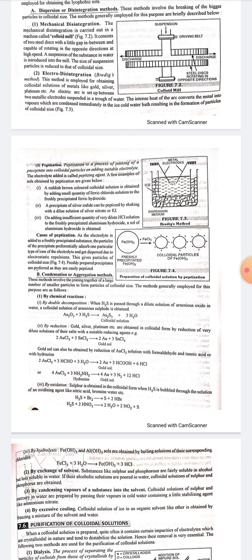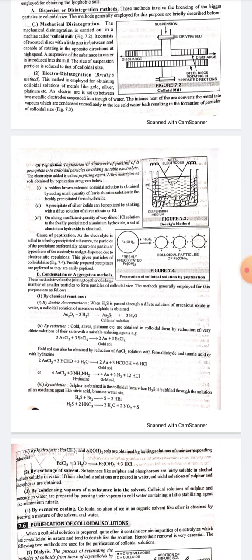Number 1. A reddish brown colored colloidal solution is obtained by adding a small quantity of ferric chloride solution to freshly precipitated ferric hydroxide. Number 2. A precipitate of silver iodide can be peptized by shaking with a dilute solution of silver nitrate or KI. Number 3. On adding an insufficient quantity of very dilute HCl solution to freshly precipitated aluminium hydroxide, a sol of aluminium hydroxide is obtained. Cause of peptization.